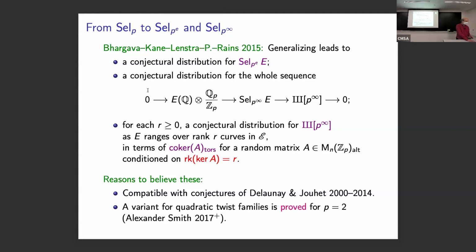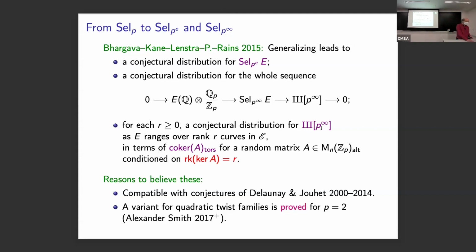When you get this distribution for this sequence, you also get a conjectural distribution for the p-primary part, the p-power torsion of the Tate-Shafarevich group, as the elliptic curve varies. You can also condition this distribution according to the rank of the elliptic curve. For example, suppose I only look at elliptic curves of rank 2. What then is the distribution of this group? We conjecture it's a different distribution depending on what the rank is.